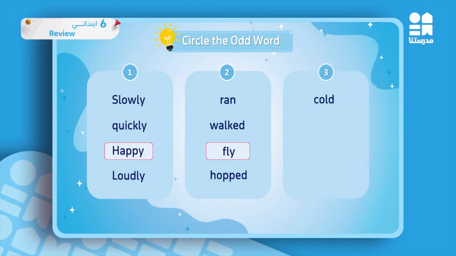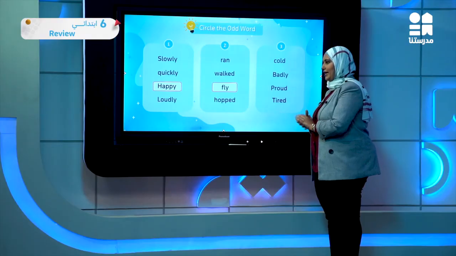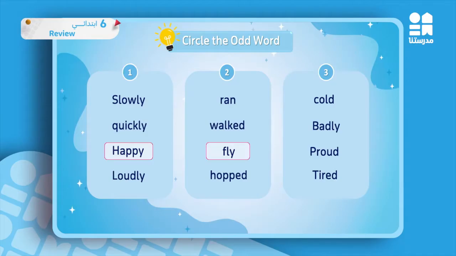We have cold, بارد, badly, بشكل سيء, proud, فخور, and then we have tired, تعبان, مرهق. So all of these are adjectives, صفات, ما عدا حاجة واحدة بس is an adverb. Which one is it? Of course the one that ends with ly. اللي هي ايه؟ اللي هي badly. If I want to replace it هقول ايه؟ I can say bad.